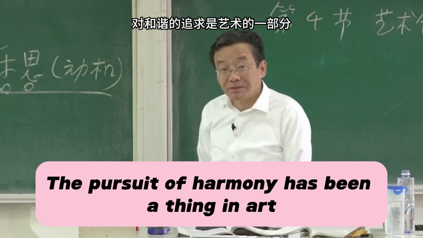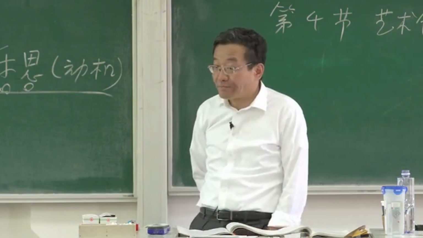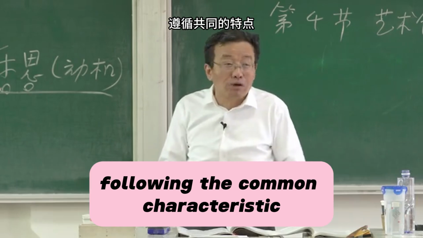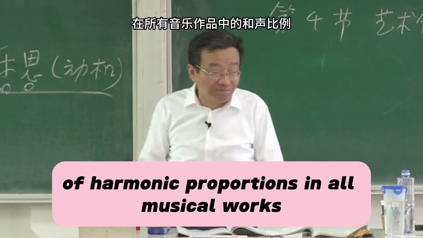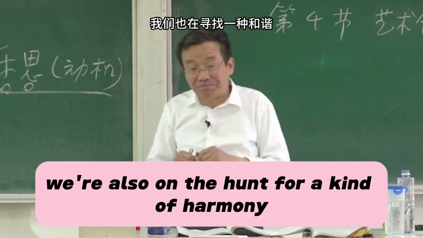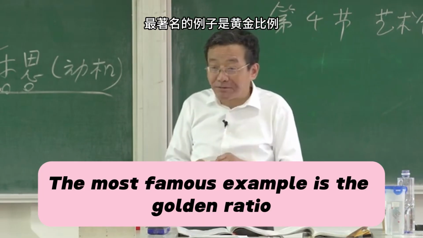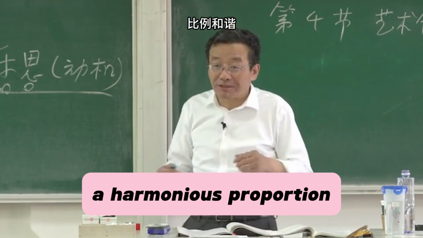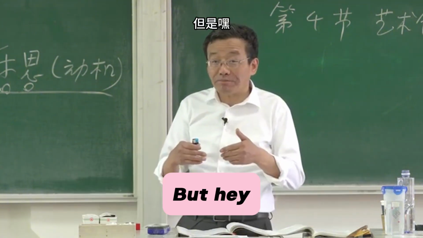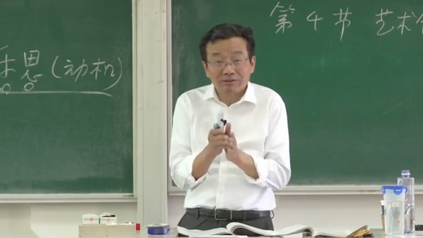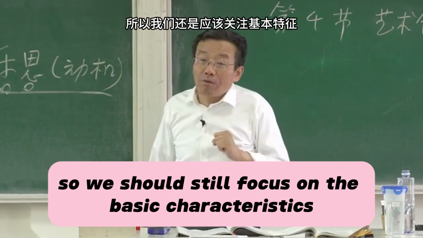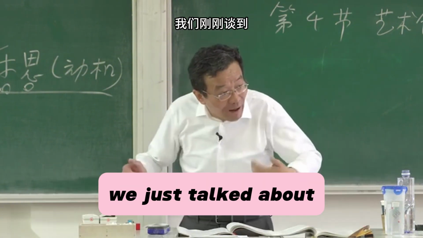The pursuit of harmony has been a thing in art since the beginning of time. The Pythagorean school even believed that the whole universe is like a piece of music, following the common characteristic of harmonic proportions in all musical works. When it comes to sculpting the human body, we're also on the hunt for a kind of harmony. The most famous example is the golden ratio, a harmonious proportion that's often talked about as a characteristic of sensual beauty. But hey, I don't think it's a set type of aesthetic image. There are no hard and fast rules for the constitutive types of aesthetic images, so we should still focus on the basic characteristics we just talked about.